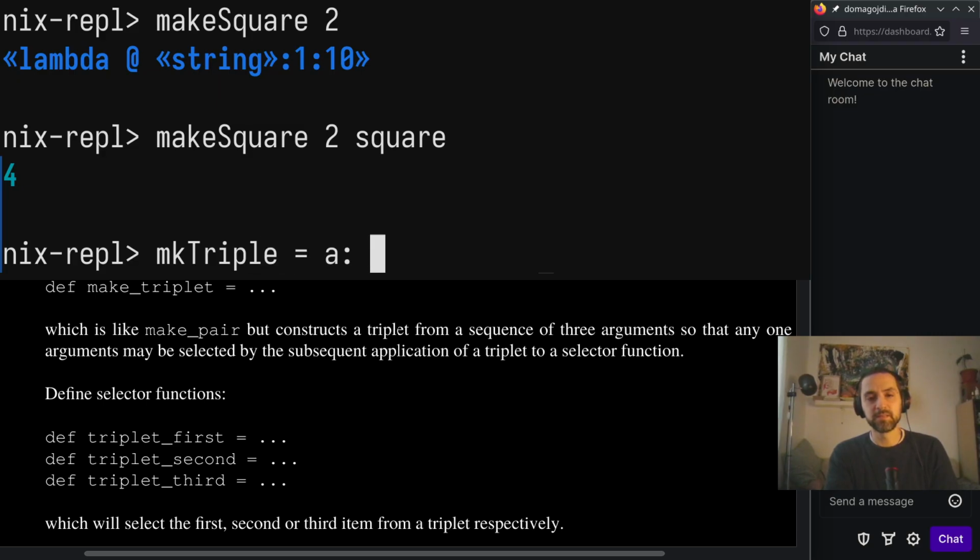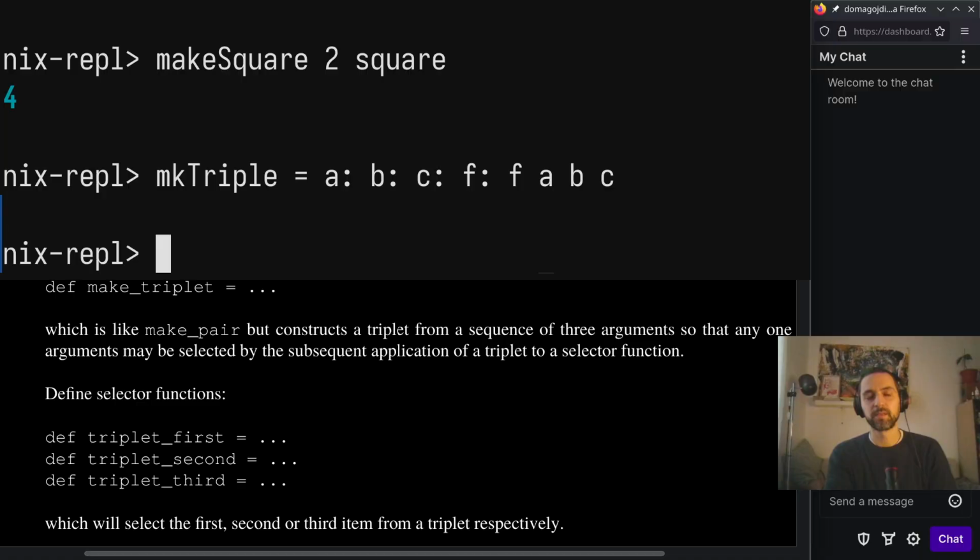Lambda A, lambda B, it takes an A, right? Takes the first argument, takes the second argument, takes the third argument, and then takes a function that applies what? Well, applies something, right? A function that we're going to give it to what? To A, B, and C. That's a make triple. Now it says define selector functions. So triplet first. Okay, so cell first. Let's do cell first. Cell FST. Let's go like cell FST.